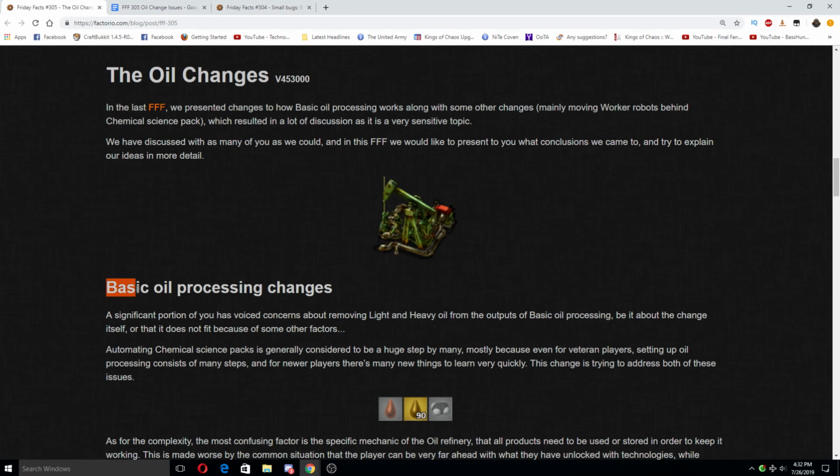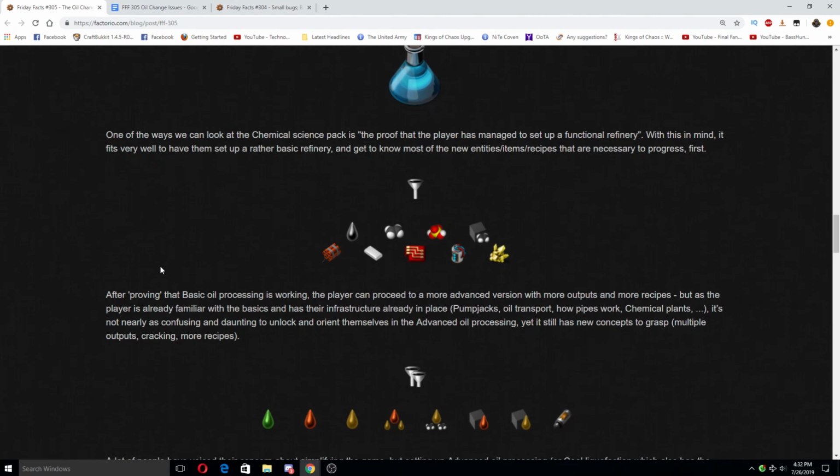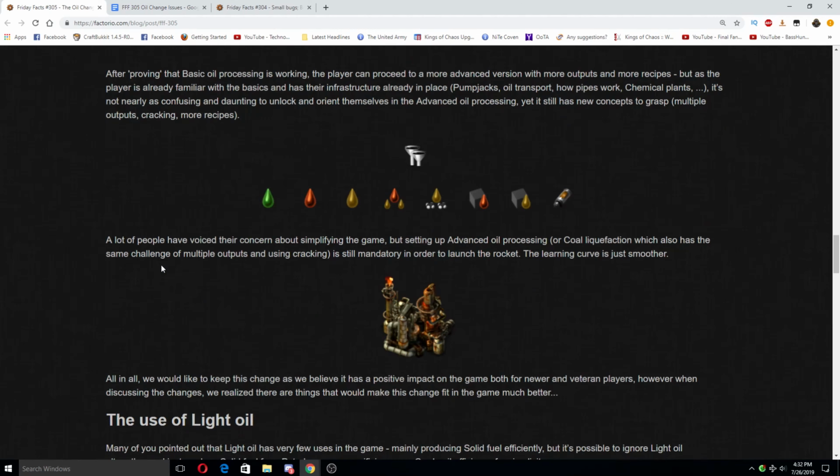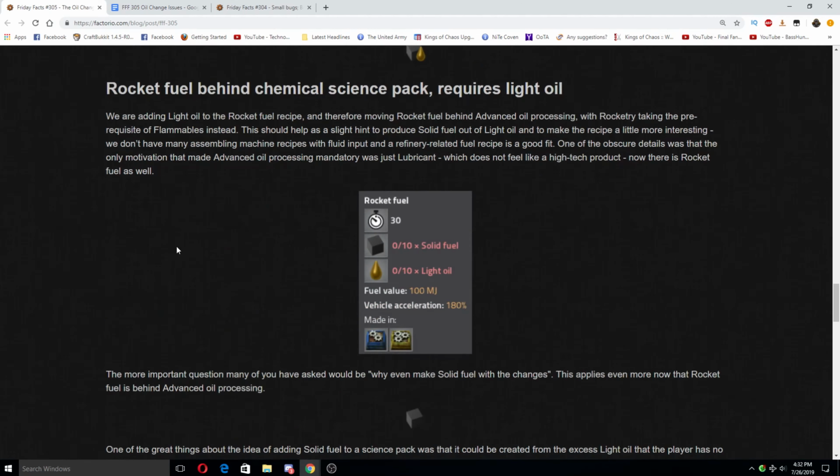Yeah. And rocket fuel takes light oil now. That's another thing here. The ratio used to be 10 solid fuel to 1 rocket fuel. Now the ratio is 11 solid fuel to 1 rocket fuel, because solid fuel comes from 10 light oil, and rocket fuel now requires 10 light oil and 10 solid fuel.